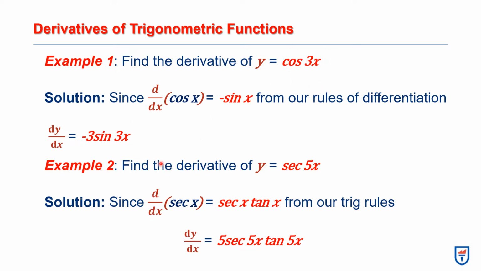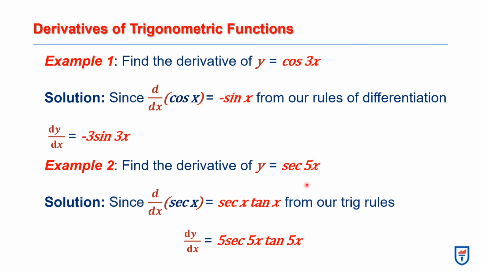Our second example is also saying find the derivative of y equals sec 5x. We know from our 6 main differential rules that the derivative of sec x is equal to sec x tan x. But now in front of sec we have 5x. So we have to differentiate the variable that is in front of sec x, which is 5x. When we differentiate 5x, we're going to get the result, which is 5.